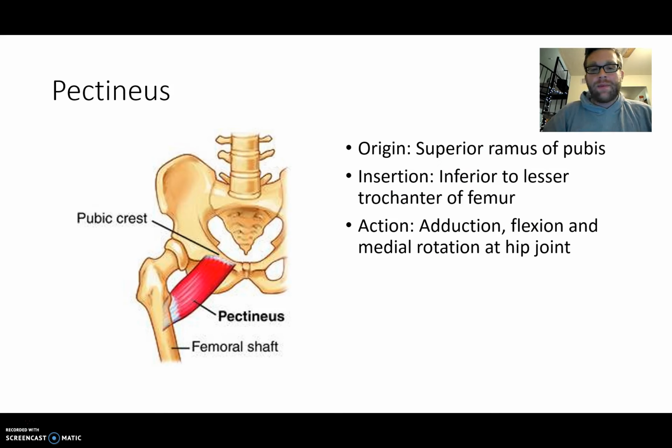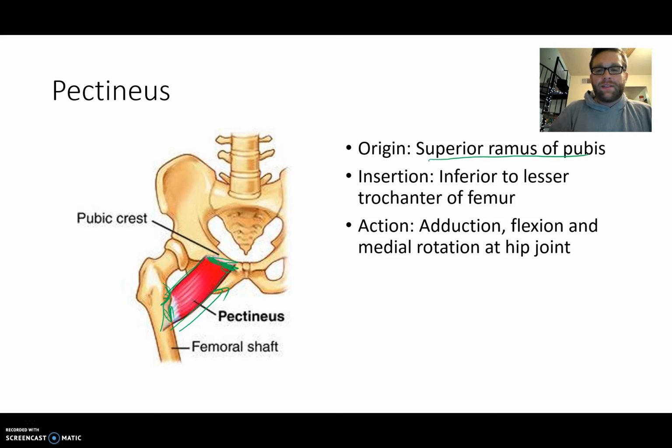Pectineus. Okay, this is one muscle that is really short. It's a hip adductor, so again, it's going to pull the hip inward. It's going to begin on the superior ramus of the pubis, so it's going to start up here, the top part of the ramus. It's going to go down to inferior to the lesser trochanter of the femur, so it's actually below this notch here. It's going to insert on that medial side of the femur.